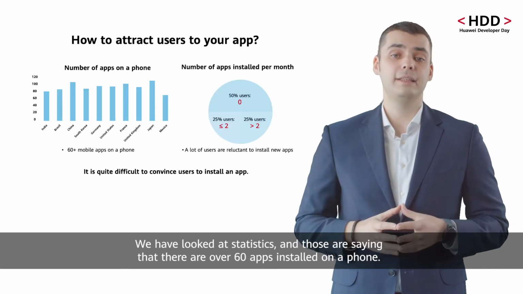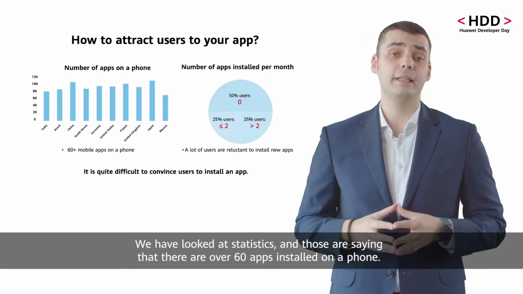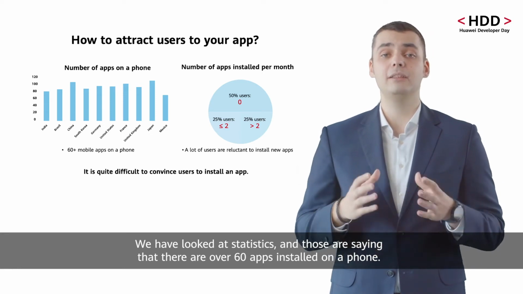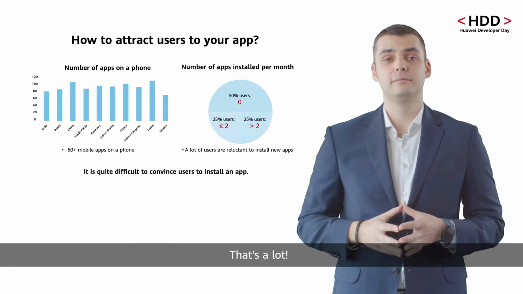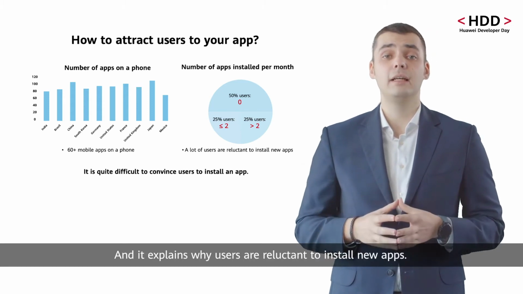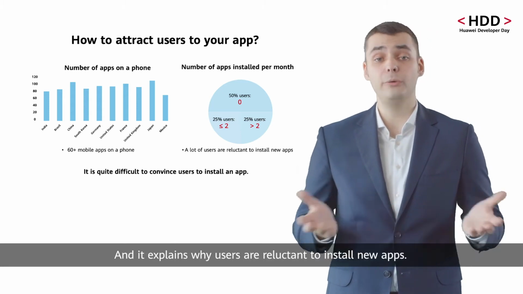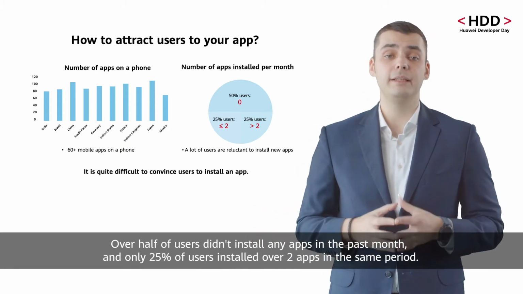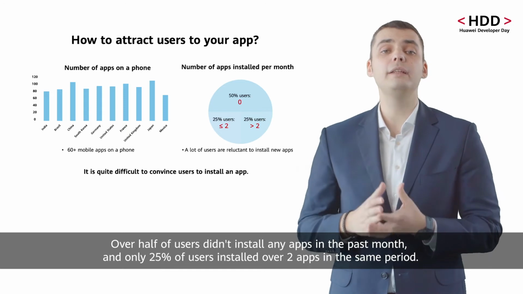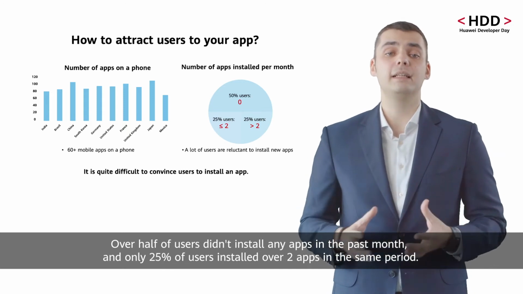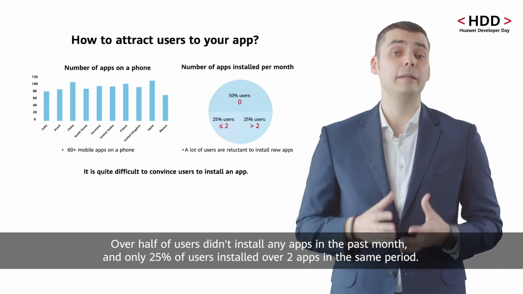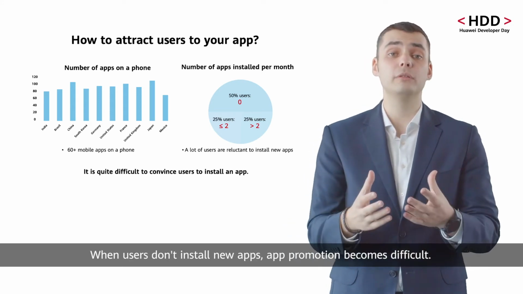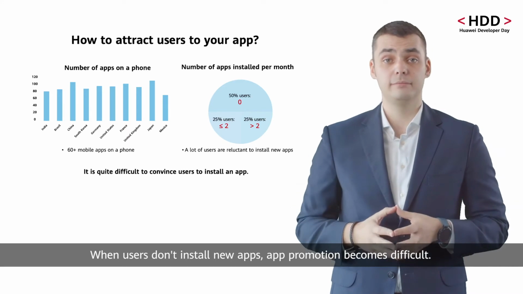We have looked at statistics, and those are saying that there are over 60 apps installed on a phone. That's simply a lot, and it explains why users are reluctant to install new apps. Over half of the users didn't install any apps in the past month, and only 25% of users installed over 2 apps in the same period. When users don't install, app promotion becomes difficult.